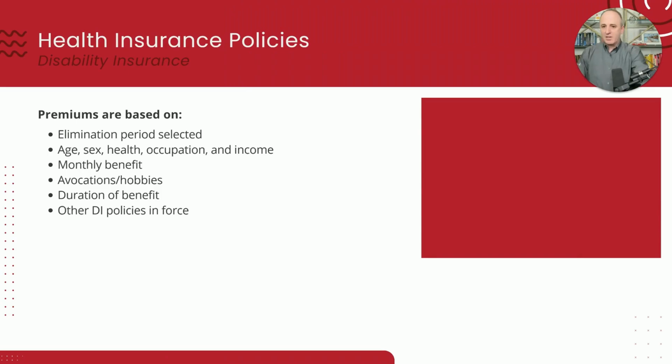All right, so with disability, forgive me, the premiums are based on the elimination period. And elimination period is basically just how long until benefits are paid. The age, the sex, the health, the occupation, and income. What's the monthly benefit you want? If you want $3,000 a month, it's going to cost you less than if you want $6,000 a month. How long do you want the benefit to be? If you want it for 9 months, that's going to be less than if you want it for 2 years or indefinitely. And also they're going to look at what other disability income policies that you have in force, or disability insurance rather.